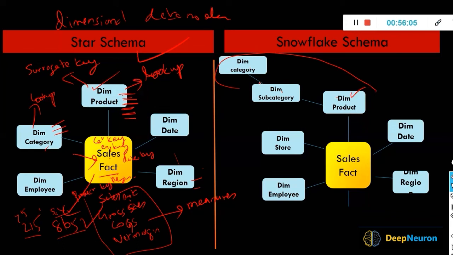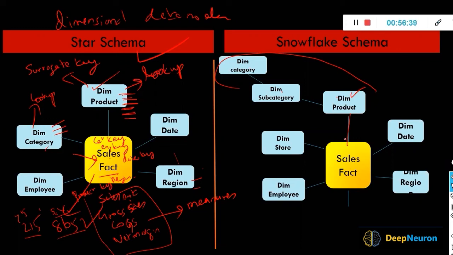The idea of a snowflake is that it is just an extension of your star schema. Here the tables are not directly linked to the fact table. See, the dimension category table is not directly linked to your fact table. Rather, your product table is the only one linked with it directly, right? So in this case, the dimension category table is indirectly connected to the fact table. If you have a scenario like this, we call it a snowflake.